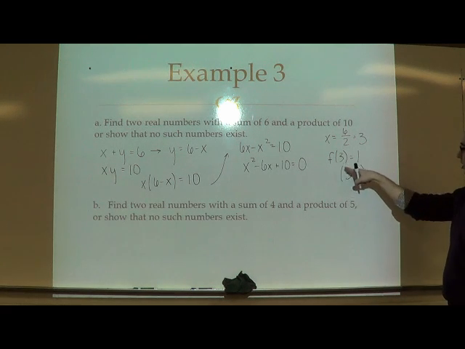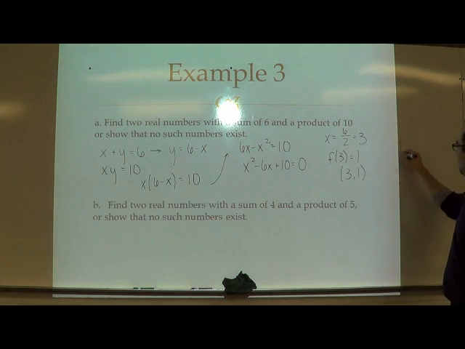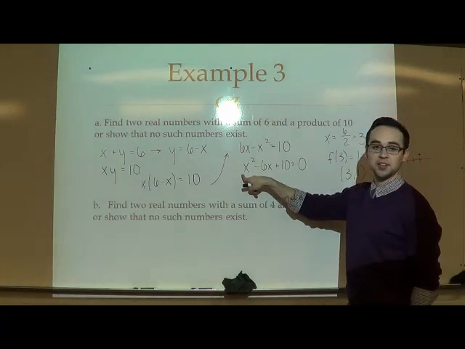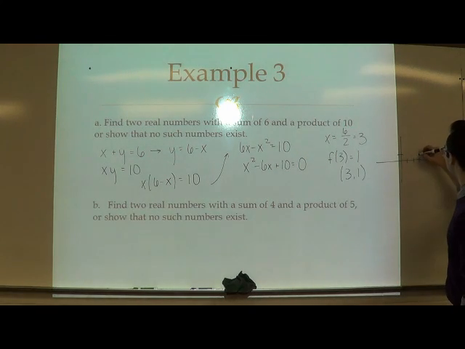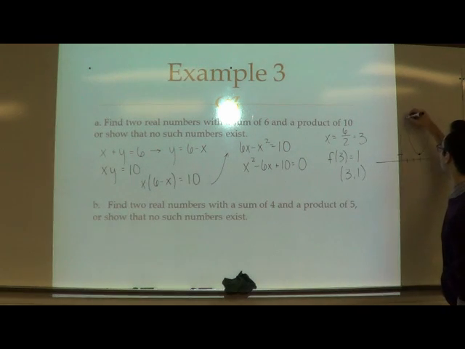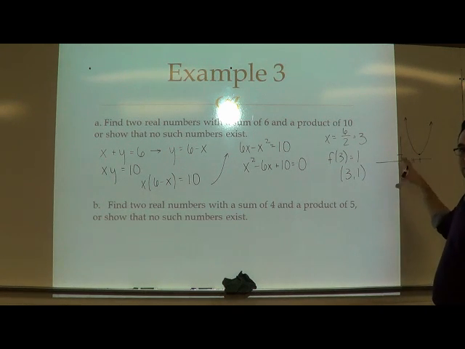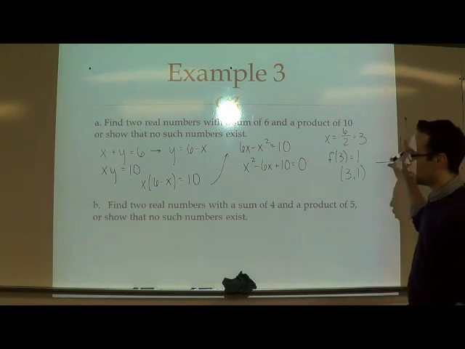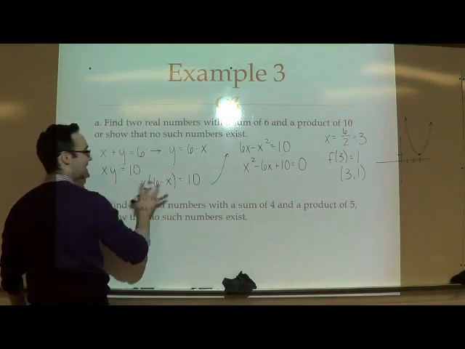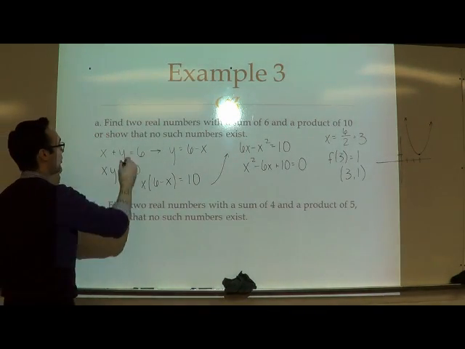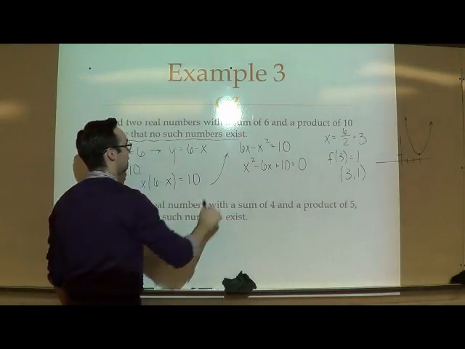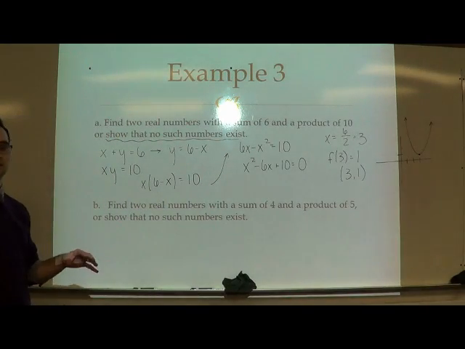What we notice here is that when I graph this, at 3, 1, it's here. Notice a is positive, so it goes up. This is a minimum. It's going to go this direction. Will it ever cross the x-axis? No. Since it will never cross the x-axis, there is no solution to this, which means this can't happen. So all we've done here is we've shown that no such numbers can exist.